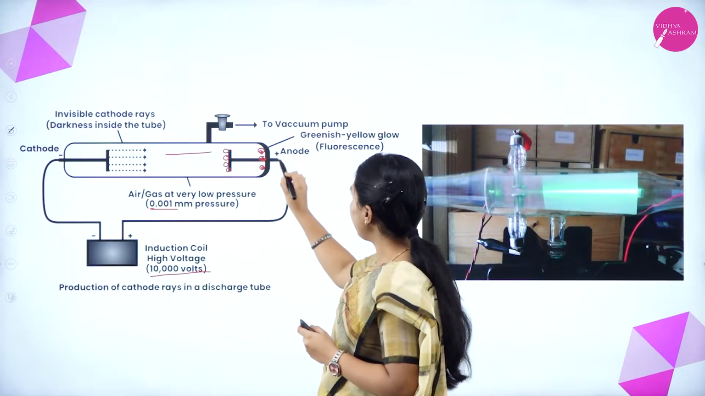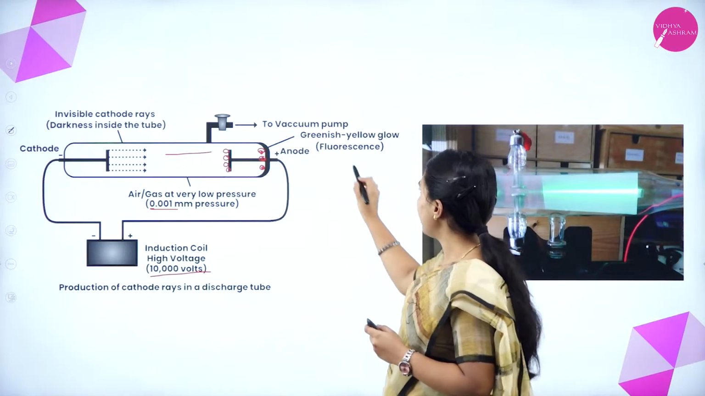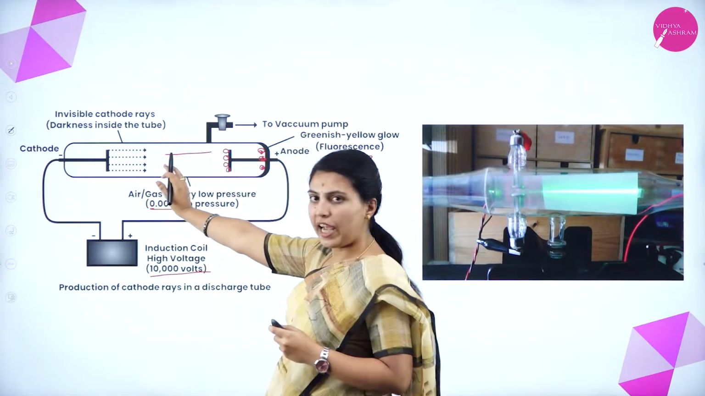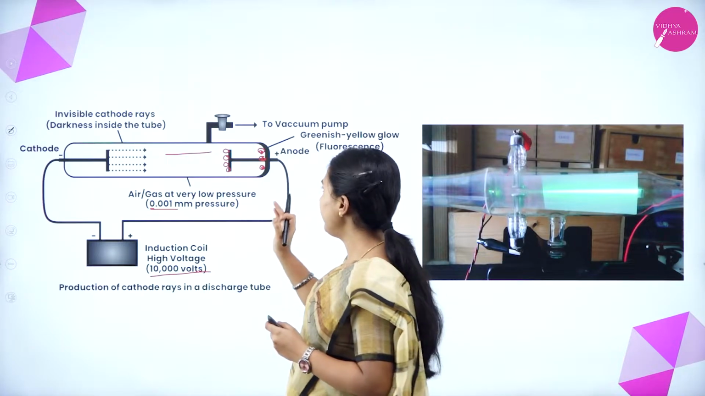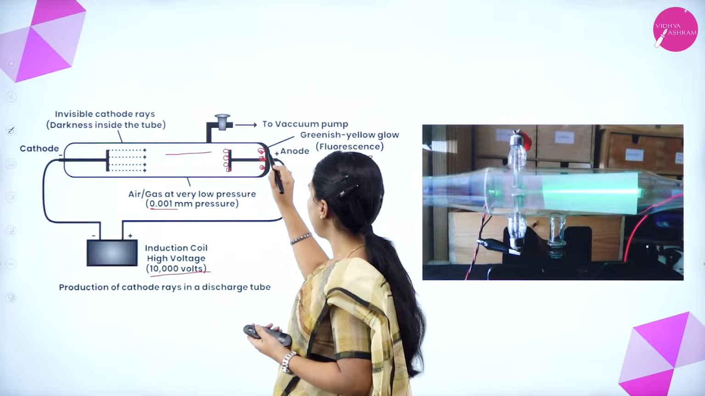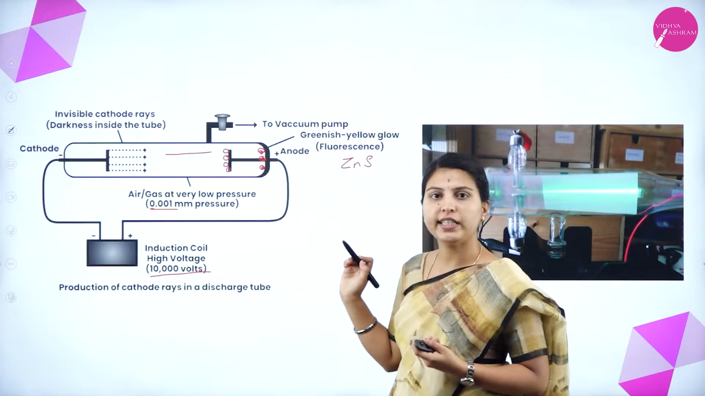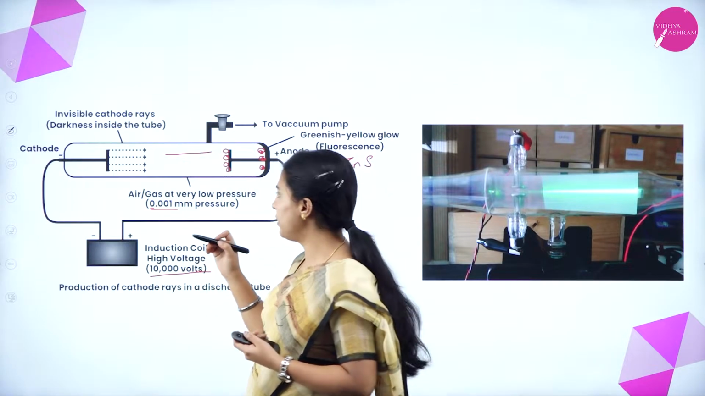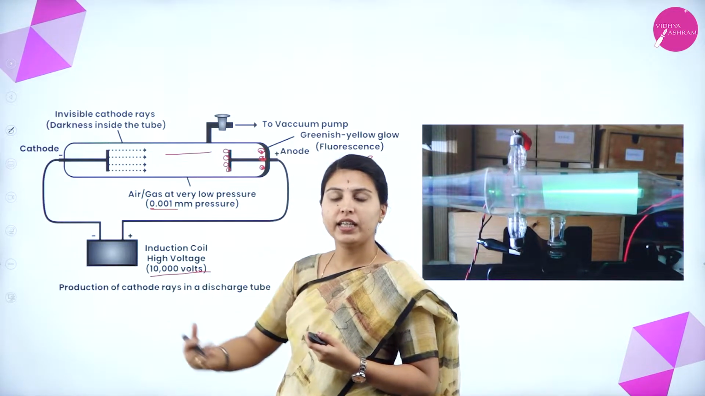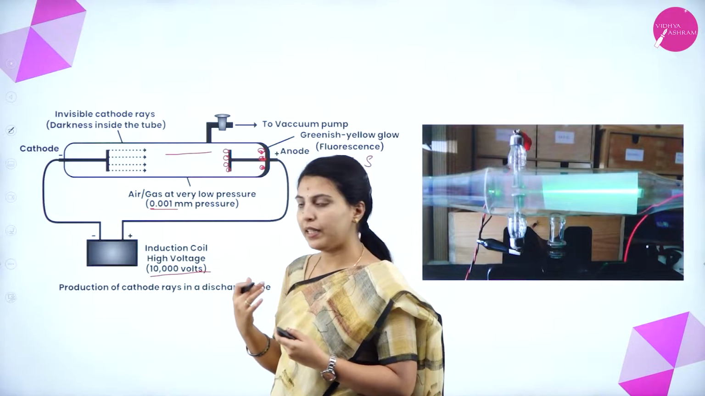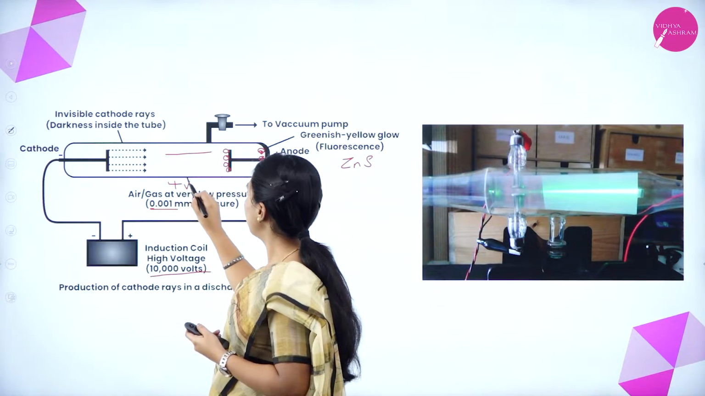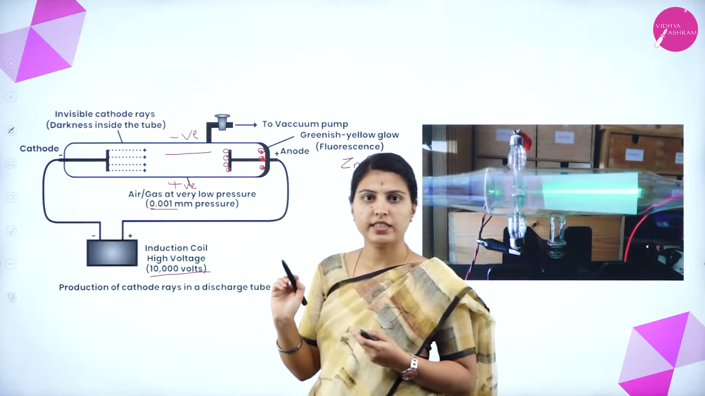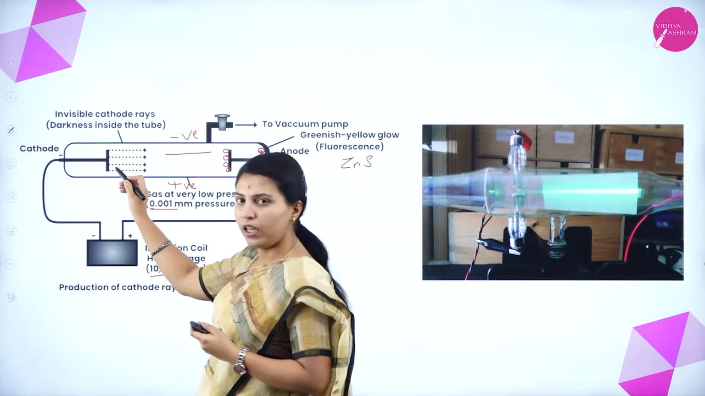What is this material? This is a fluorescent material. Here they have used zinc sulfide. The cathode rays are completely invisible, and we get to know they have moved straight by their hitting of the fluorescent material. And next, J.J. Thomson set up the experiment in such a way that he applied an electric field. This is the positive side and this is the negative side. At that time, again he passed the current.